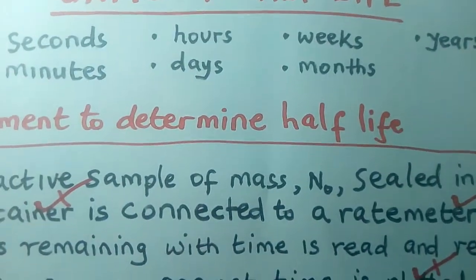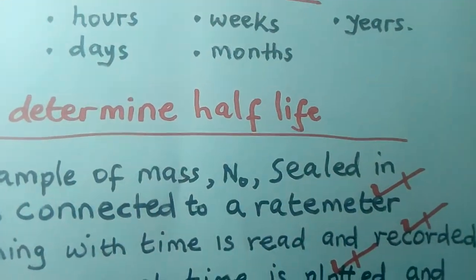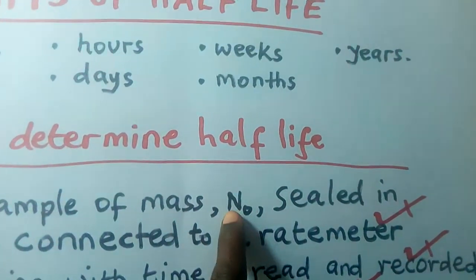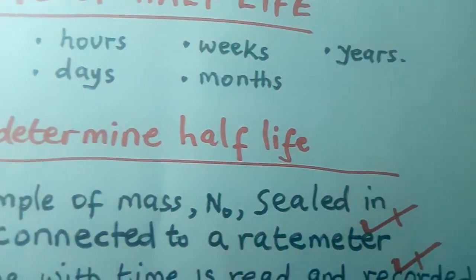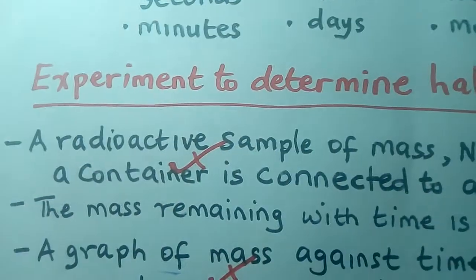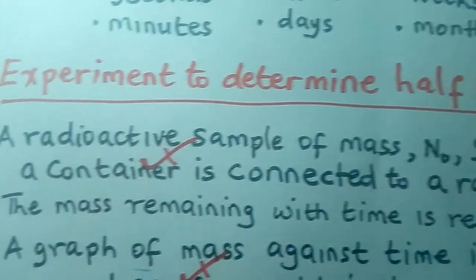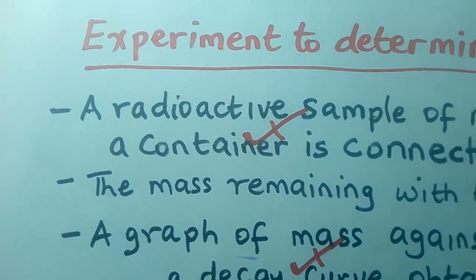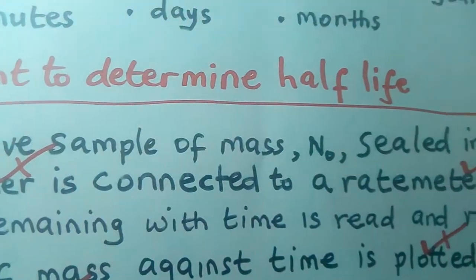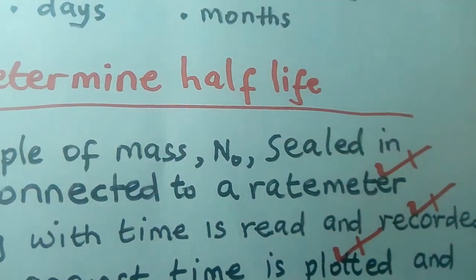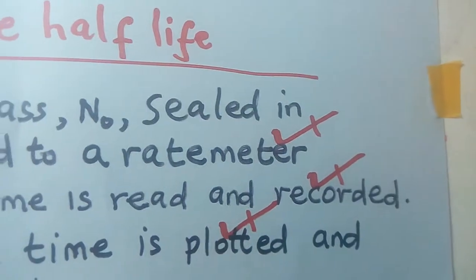So you get a radioactive sample of a known mass. You get maybe 30 grams, you should know. Now the mass you have picked is what we call what? N0, the original mass, before the thing decays. Seal it in a container, and then you bring it near a rate meter. Then after that, you monitor the mass remaining, the mass which is left. With time, as time increases, the mass keeps on what? Reducing. So you read and record the mass which is left.